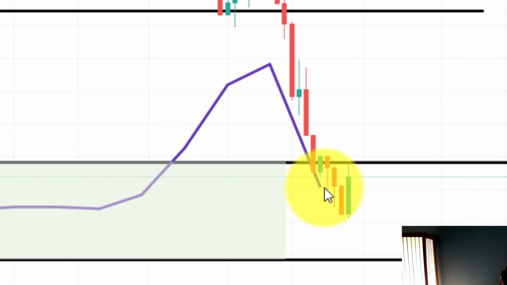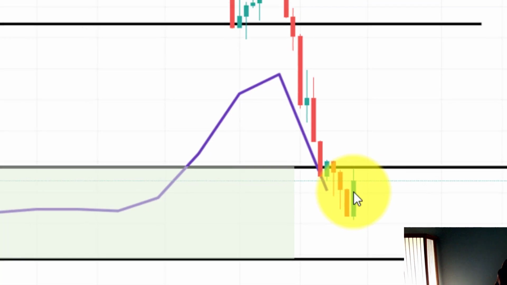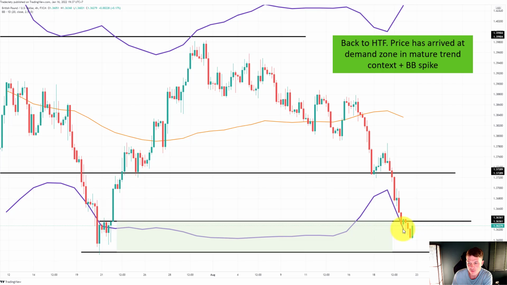It also comes from the higher time frame. So this is a daily time frame Bollinger Band. And you can see this is where the current Bollinger Band is right here. So what this means is that the market broke out of the Bollinger Band and then snapped back. So this is a Bollinger Band spike, Bollinger Band reversal, whatever you want to call that. And this is a very, very strong signal.